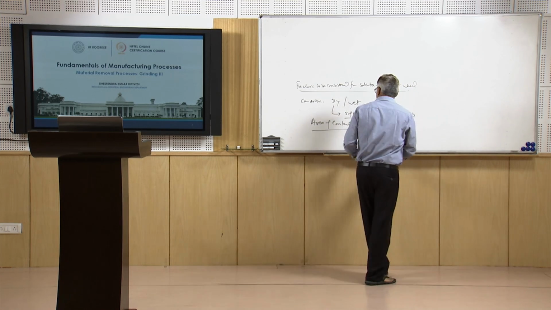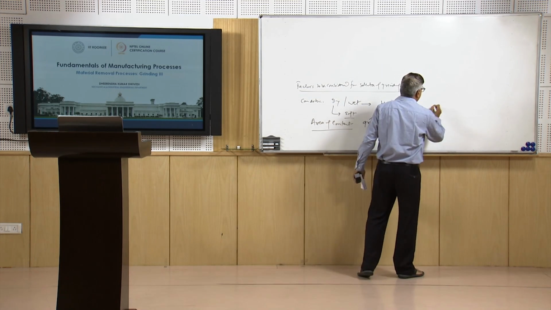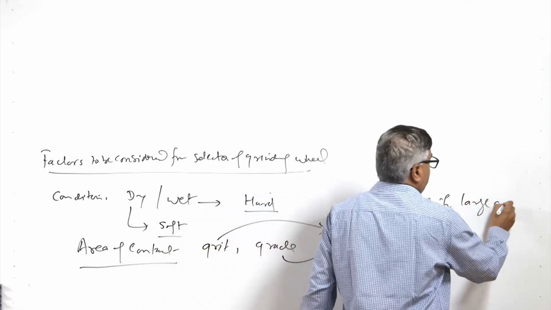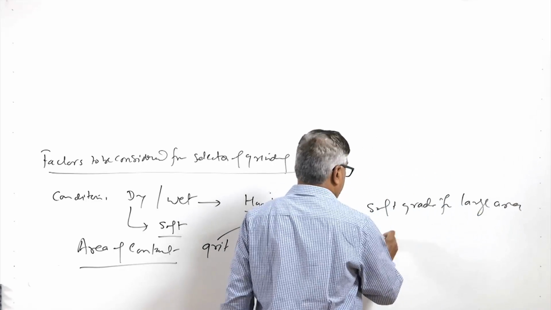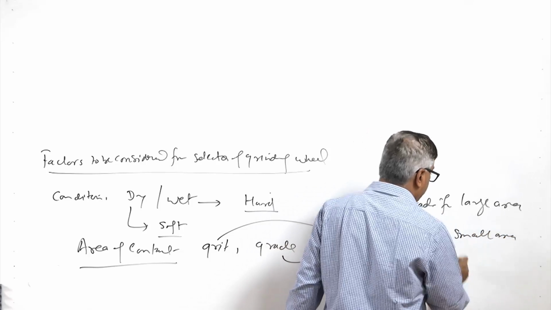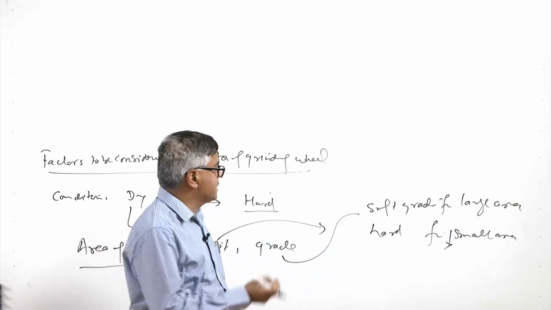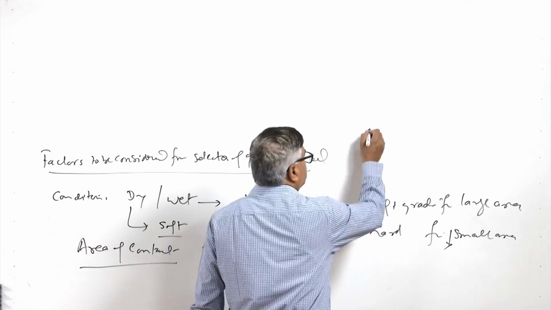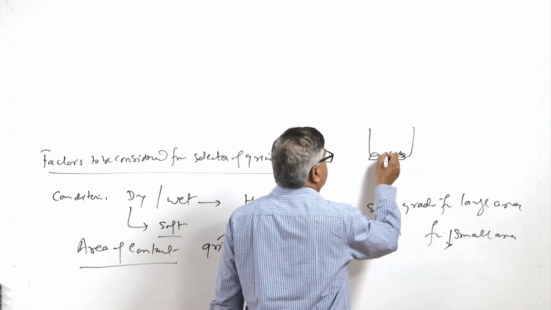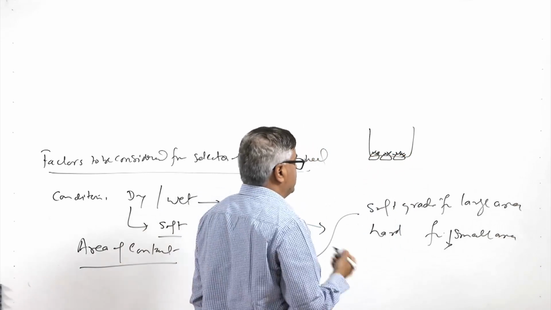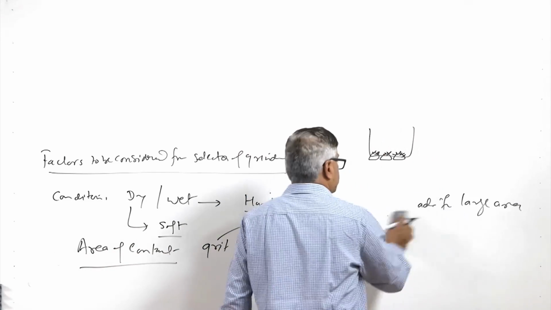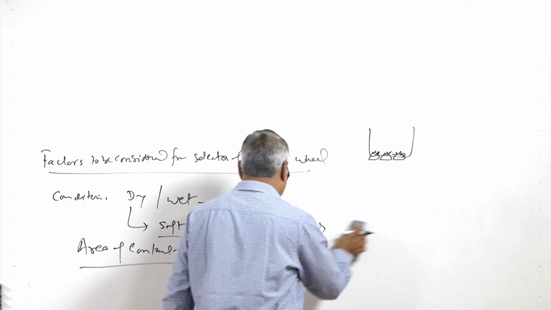Then grade-wise, a soft grade is selected for a large area of contact, and a hard grade for a small area of contact. The reason for this is that when the area of contact between the grinding wheel and workpiece is less, the unit pressure will be high. Abrasives must be able to sustain that high unit pressure. So, the bonding between the abrasives and the bond material must be good, and that is why a hard grade is preferred. But when a large area of contact exists with lesser unit pressure, under those conditions even a soft grade will be able to survive effectively.